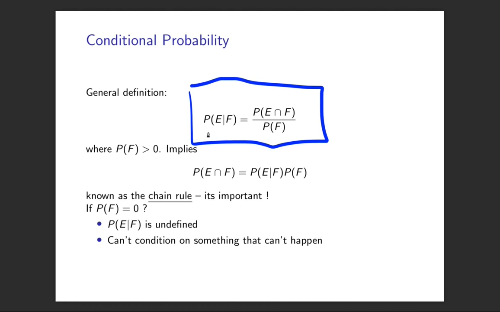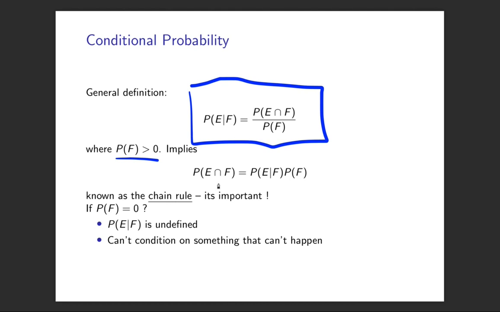So the probability of E conditioned on F is the probability of the event E intersected with F, so that's the subset of events E that are consistent with F, divided by the probability of F. For that to make sense, you require the probability of F to be bigger than 0. If the probability of F is equal to 0, this doesn't make any sense. In fact, conditioning on an event which has probability 0 isn't defined. It doesn't make any sense.